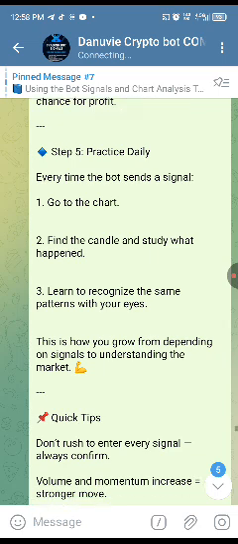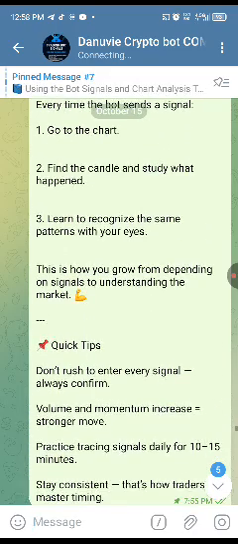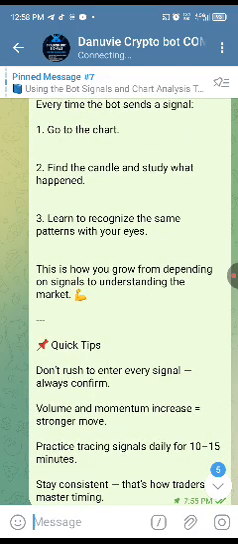Exactly. So every time the bot sends you a strong confirmed signal, please take note of the time frame it came out, the time it came on Telegram, and then the coin pair, whether it is ETH, Solana, Bitcoin, XRP. Take note of it, then go to the chart and trace it exactly.